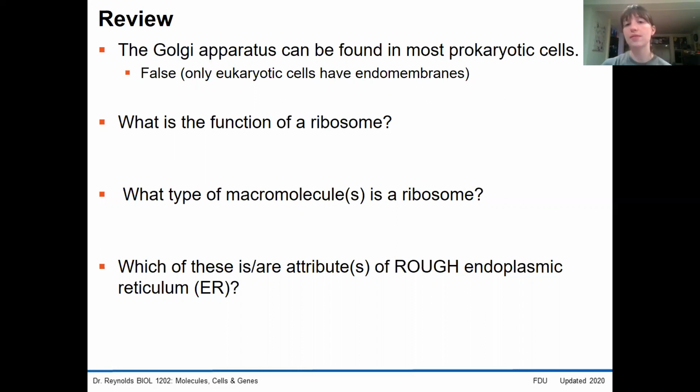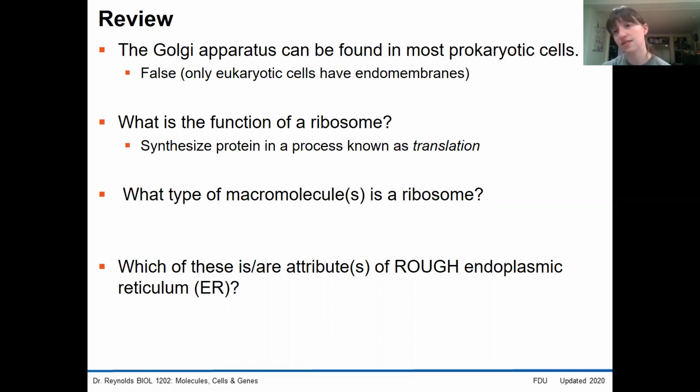The function of a ribosome is to synthesize proteins. This is a process known as translation. What macromolecule is a ribosome? Hopefully, because it's an enzyme, you knew that it was a protein. But it's also going to be composed of a molecule of protein and RNA. So there's some unique structures here for ribosomes, even though they're enzymes.